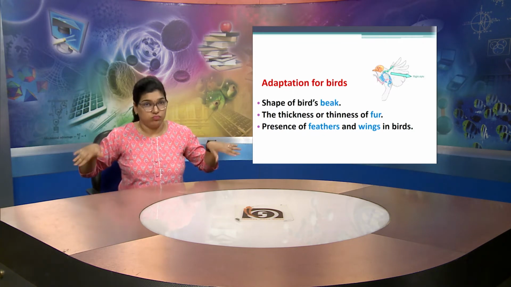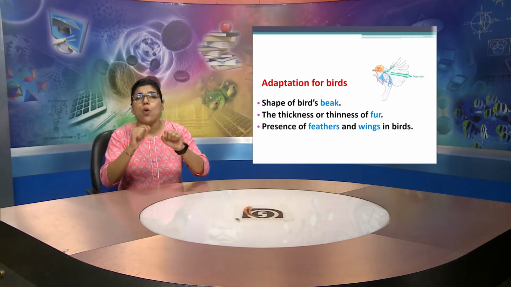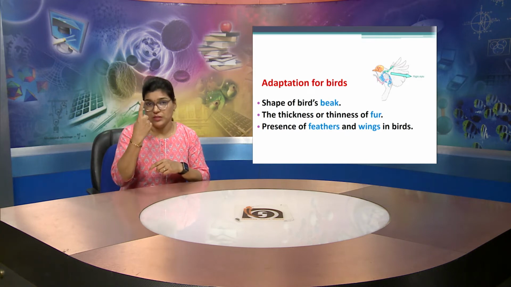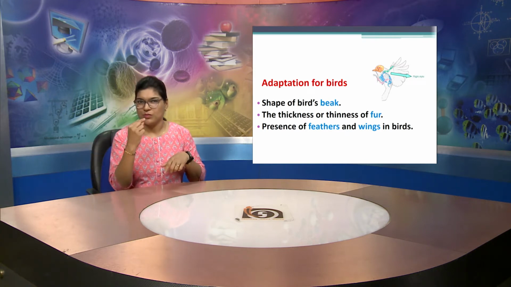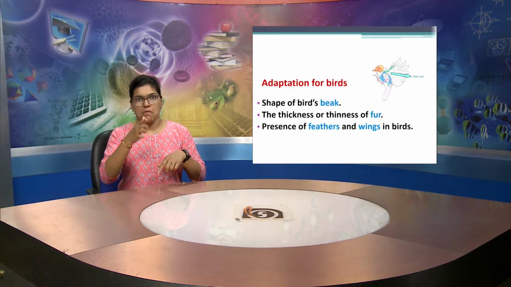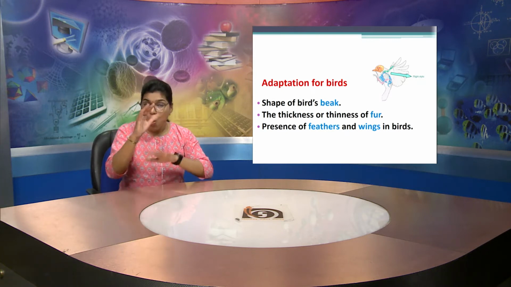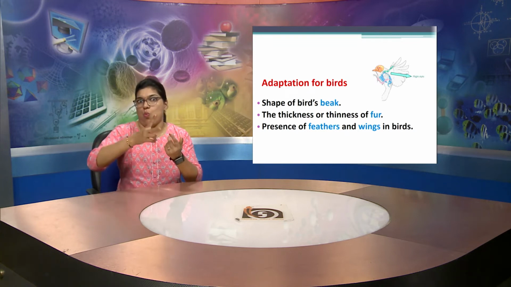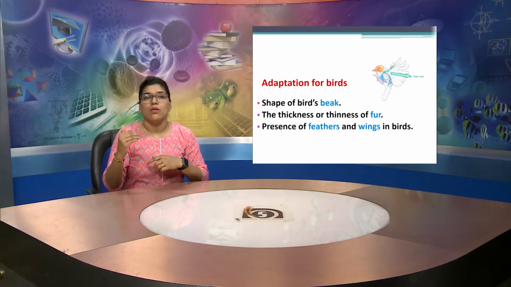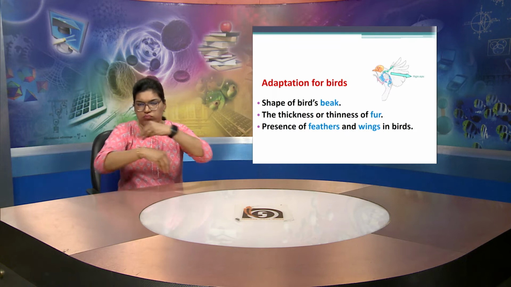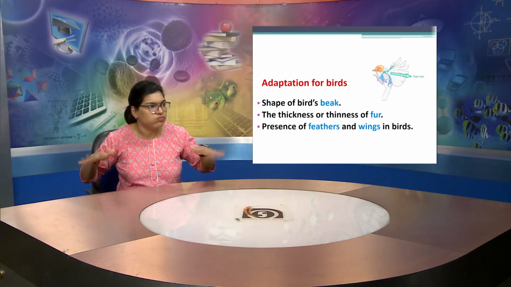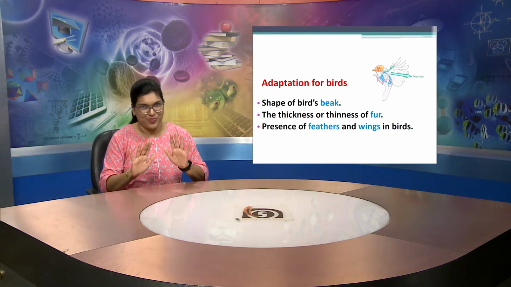Here we will talk about adaptation for birds. Like the shape of the bird's beak. There are various kinds of shapes, and the thickness or thinness of the fur, and also the presence of feathers and wings in birds.